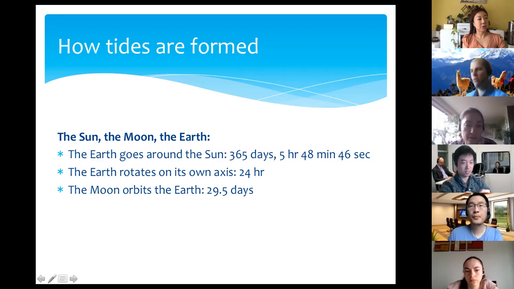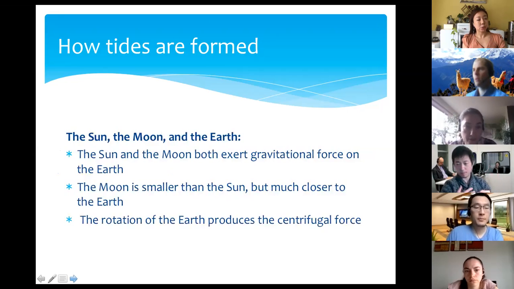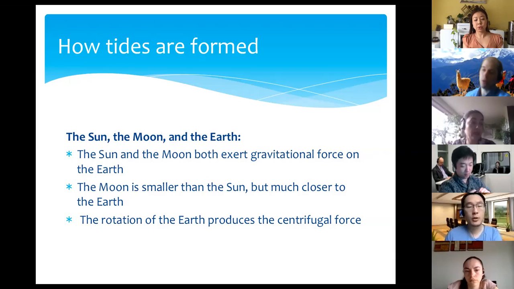Okay, so this is a bit of trivia. Now the moon orbits the Earth, the Earth rotates on its axis, and with the moon going around it, it also orbits the sun. So as I said, different sides are exposed.